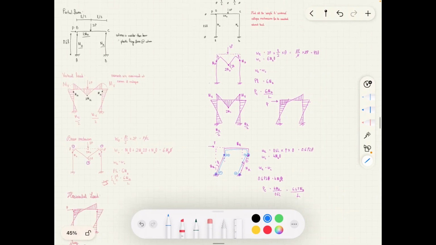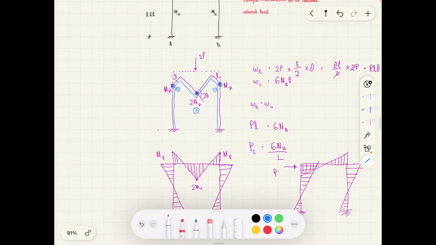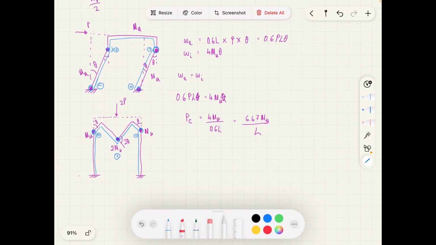Now let's do the same for the vertical load. The reference fibre is actually a dotted line to visualize. Here it's under compression, so it's negative at this plastic hinge. It's going to be the same for this plastic hinge, and for this plastic hinge it's under tension, so it's positive. Now let's move our vertical one next to our sway mechanism.